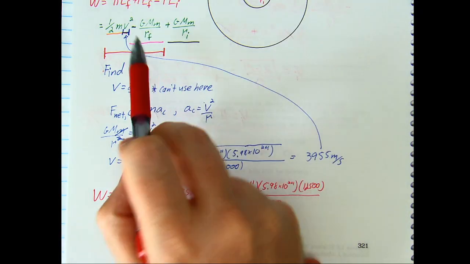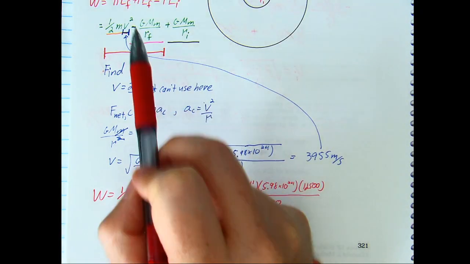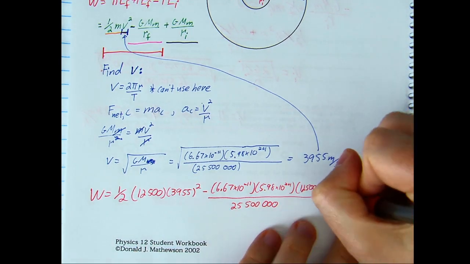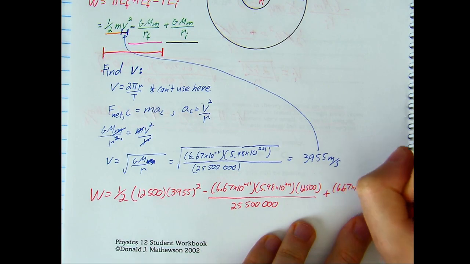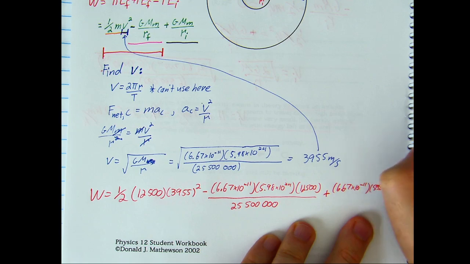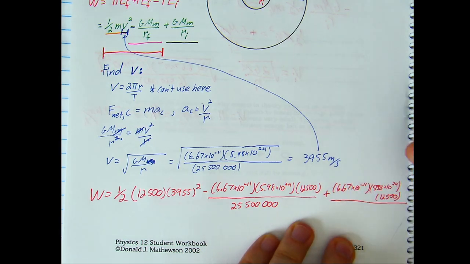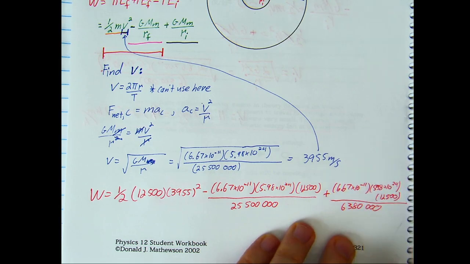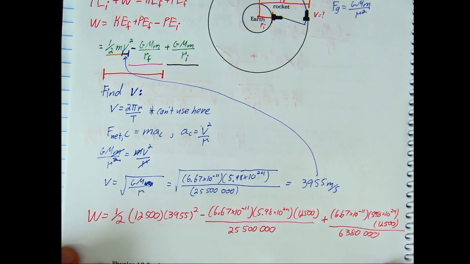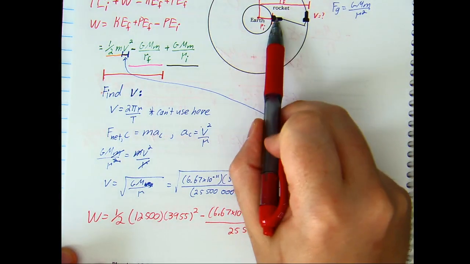Again, this term is not squared because it's potential energy, not force of gravity. So then we're going to add to that the 6.67 times 10 to the negative 11, 5.98 times 10 to the 24, the 12,500 multiplied there, divided by the 6,380,000 meters that the rocket was initially from the center of the Earth.